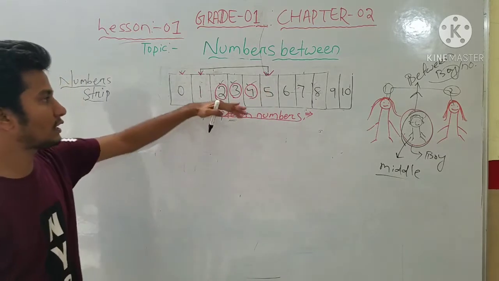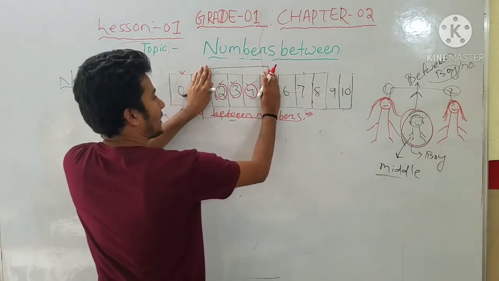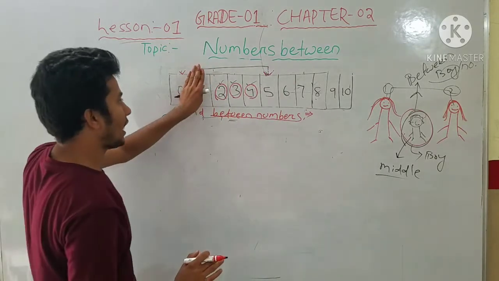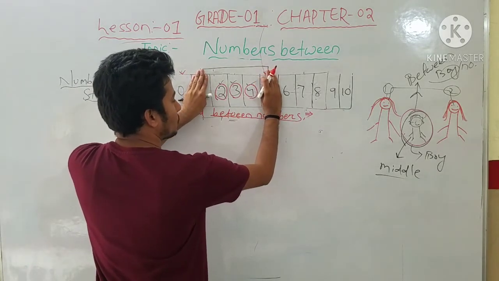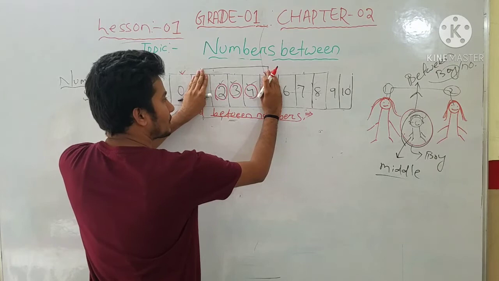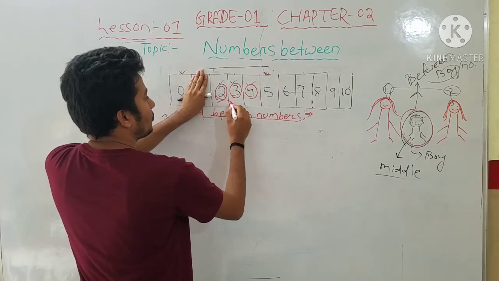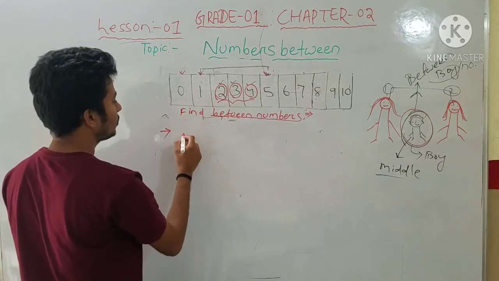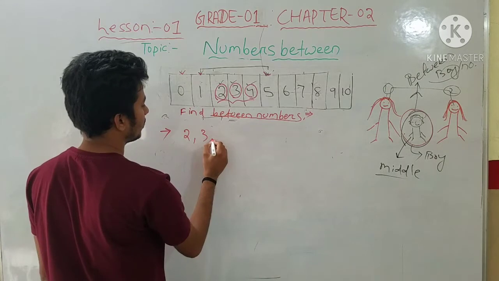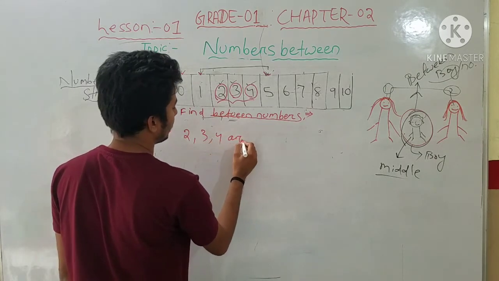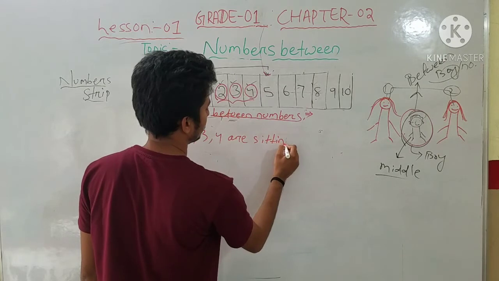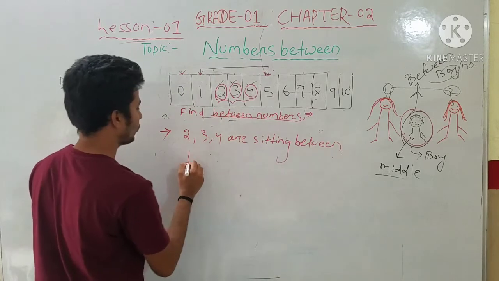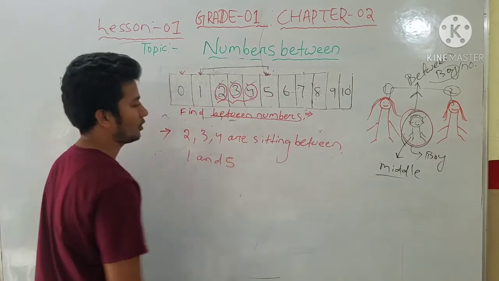Okay students, so these numbers are in the middle of the 1 and 5 numbers. When I am asking between the numbers, you can hide these two numbers, 1 and 5. So which numbers are visible to you? You can see these numbers are called between numbers. Okay. So we can write 2, 3, 4 are sitting between 1 and 5. Understood student?